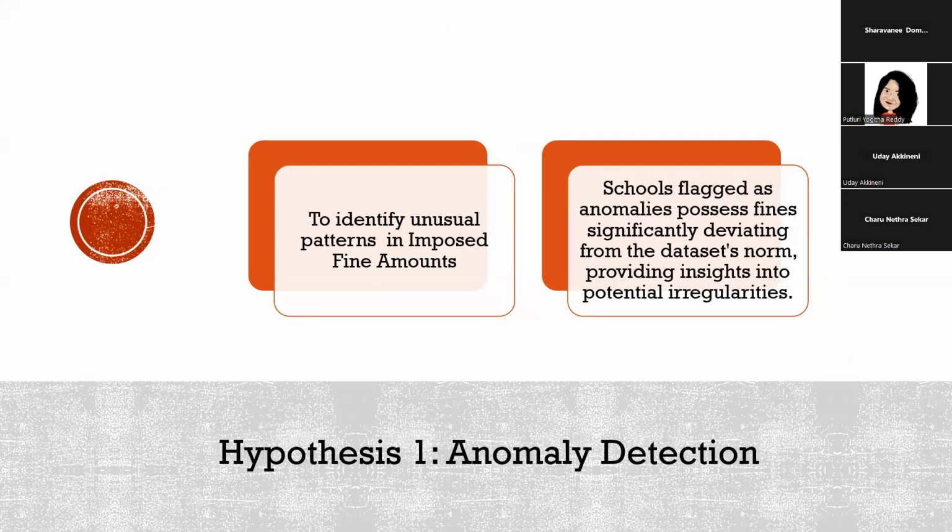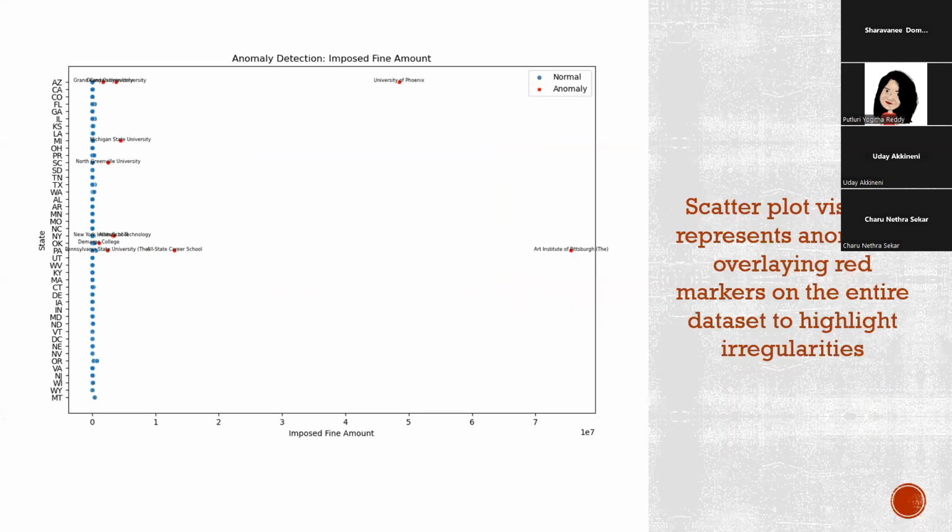After our exploratory data analysis part, we have worked on hypotheses that will lead to our model. Our first hypothesis was detecting any anomalies in our dataset. Our purpose was to identify unusual data points in imposed fine amounts, as this attribute is the foundation for our project. Schools with anomalies are marked as deviating from the data norm, portraying irregularities. The scatter plot shown here presents both normal and anomaly data points.